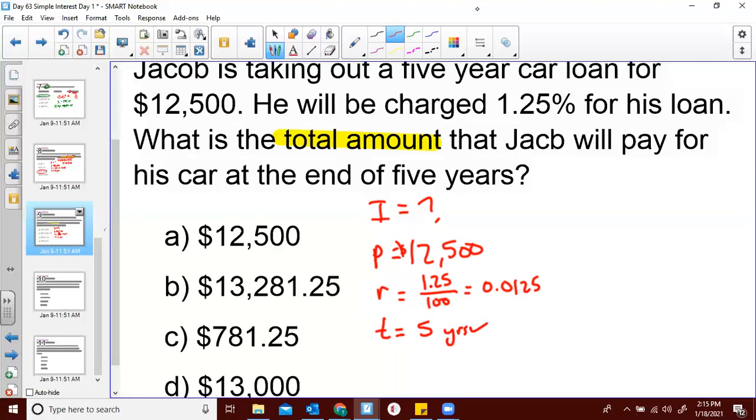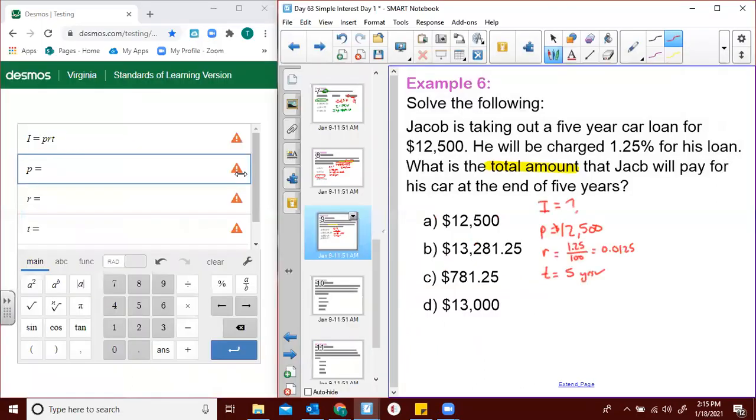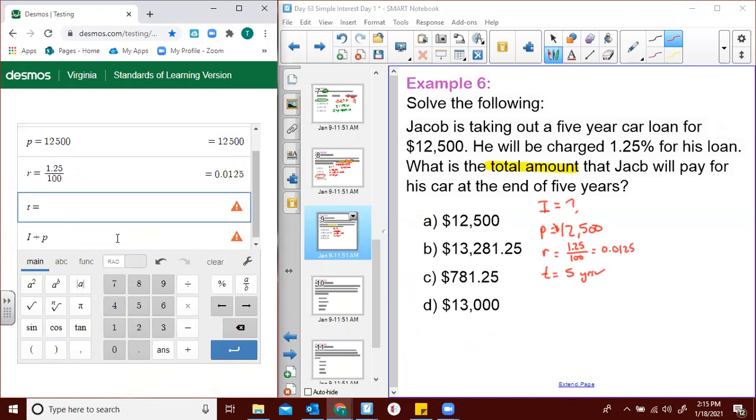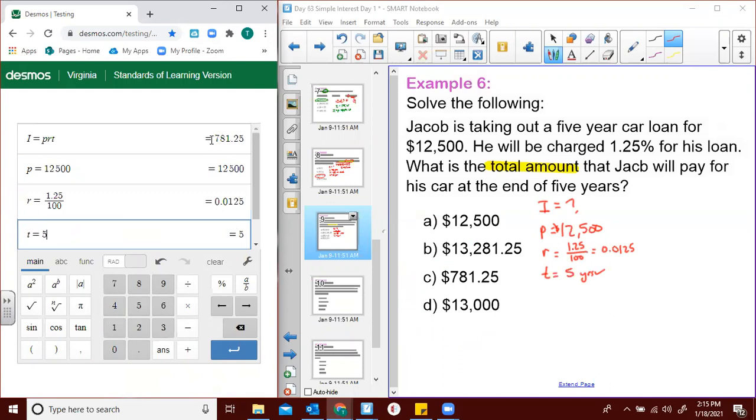All right, so let me go ahead and pop this open in Desmos. So my principal is 12,500. My rate, remember I told you could type in 1.25 divided by 100. And look, it gives you that decimal, right? And our time was in 5 years, so we had no problems there. So our interest is $781.25.